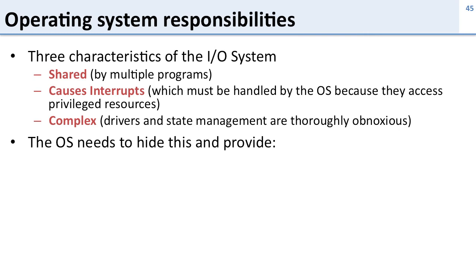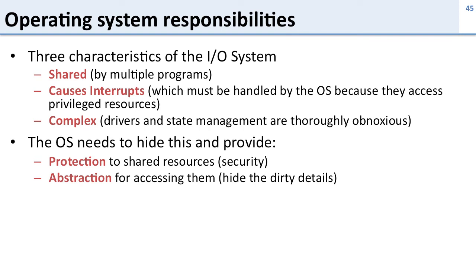So the operating system's job is to hide this and provide a nice interface. So it needs to provide protection to the shared resources. That prevents your web browser from overwriting your operating system on the disk, for example. It needs to provide abstraction. So we want to hide all the dirty details of how you access something. If I'm saving a file to a disk that's on the network, or a hard disk, or a flash disk, it should be the same for the program. The operating system needs to translate that into how to actually write the bytes.